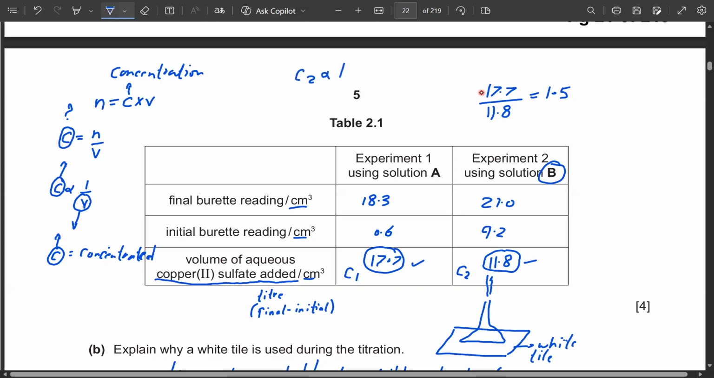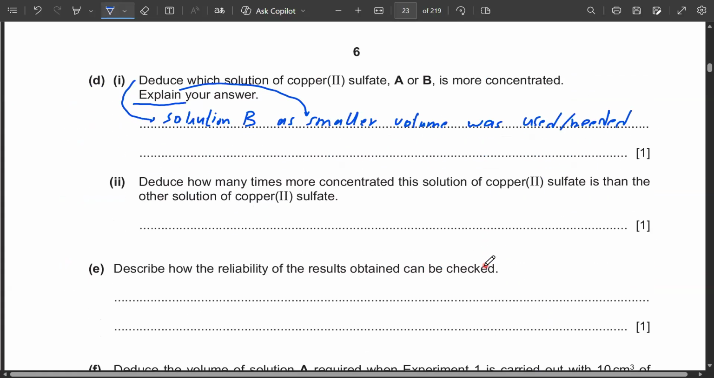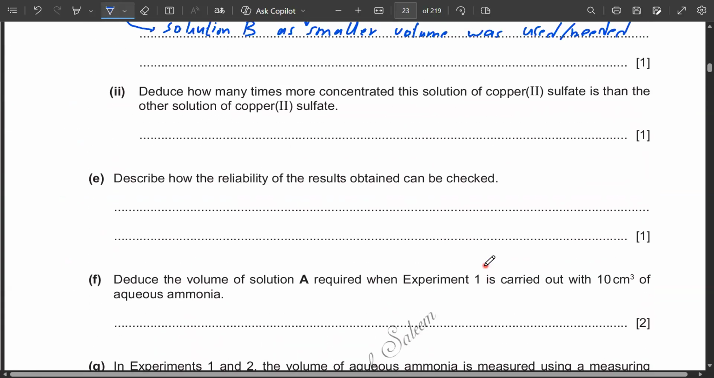I already know that C2 concentration is inversely proportional to V2 and C1 concentration is inversely proportional to V1. That's why I'm using the inverse of the values. I'm using the higher value on the top and the smaller value on the bottom. So according to this, the C2 value will be greater, and it will be greater by 1.5 times. So my answer comes out 1.5.